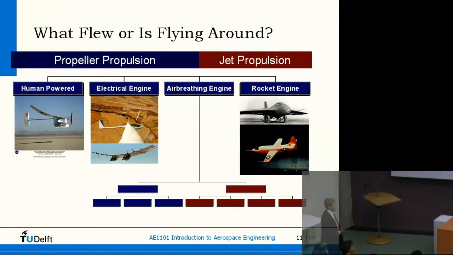So how can we accelerate the air? Well, one way is propeller propulsion. The other one is jet propulsion. For propeller propulsion, that's the way you move the air, but how you drive the propeller can be done in different ways. Here we see, for instance, you can use the human as an engine. Very bad engine, by the way. It can only sustain the required power for a very short time.